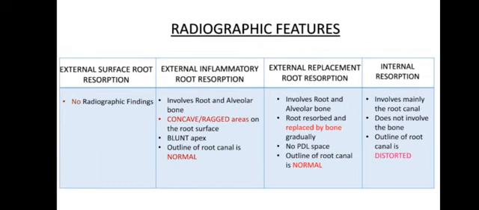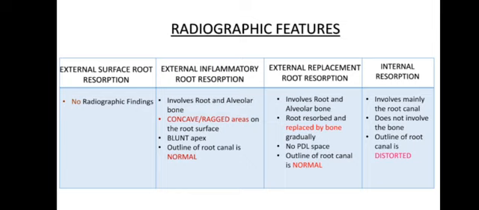Radiographic features: external surface root resorption, there are no radiographic findings. External inflammatory root resorption involves both the root and the alveolar bone, and concave ragged areas on the root surface can be seen with a blunt apex. The outline of the root canal is normal. In external replacement root resorption, the root and the alveolar bone are involved, the root is resorbed and replaced by bone gradually. There is no periodontal space and the outline of the root canal is normal.